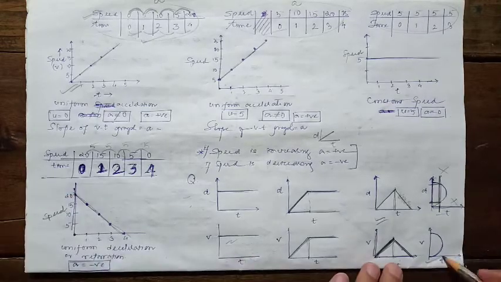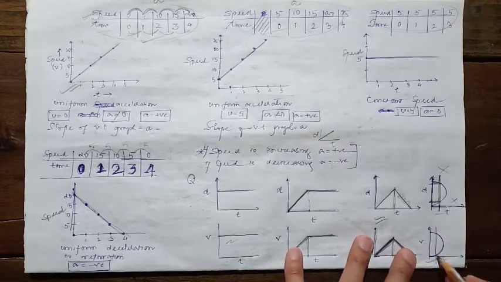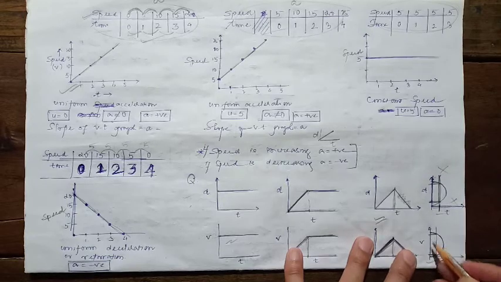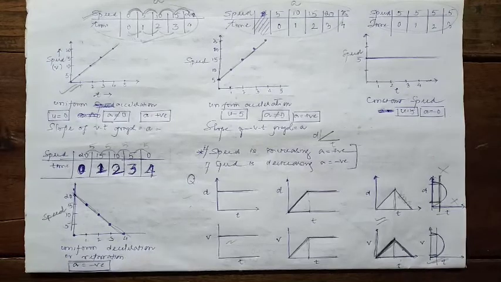Now, the last graph. If I draw one vertical line like this, at this point you can see two speeds: this is one speed and this is another. Again, this is not possible because at one time, a body cannot have two different speeds. So with that, we come to the end of this graph and graphical representation session.